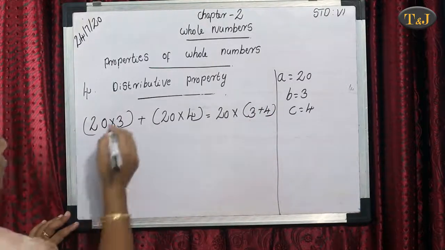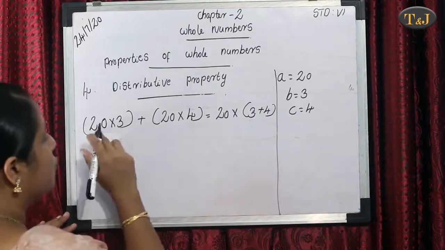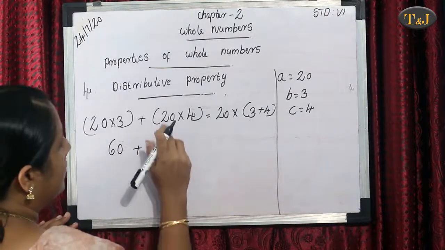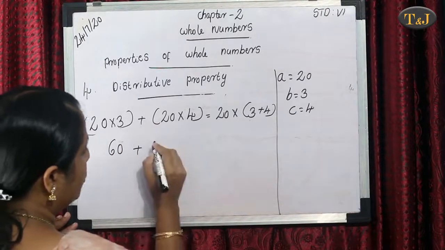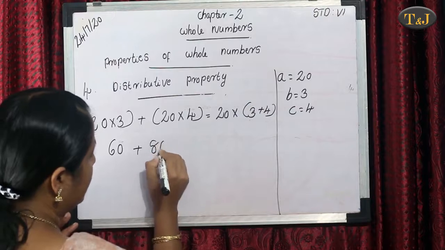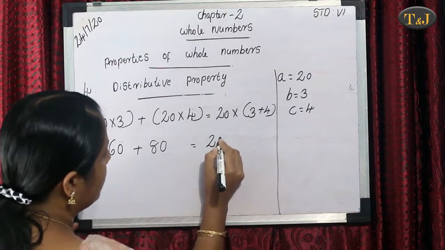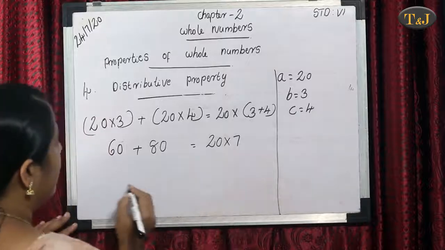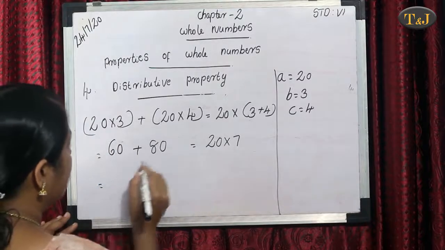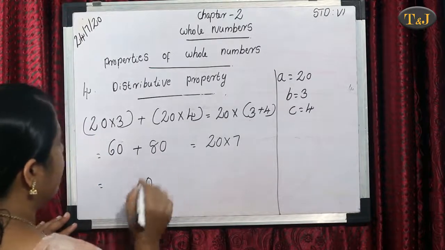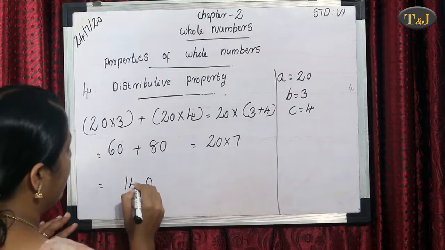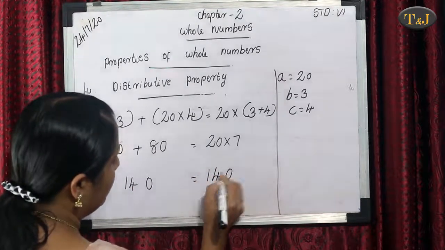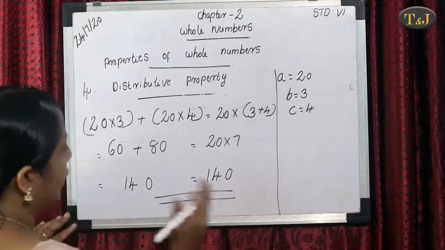Okay. Then 20 multiplied 3. We know that 2 3s are 6, then put 0. Then 2 multiply 4 as 8, then put 0, equals, then 20 taken outside, then 3 plus 4 equals 7. Then we have to add these numbers: 6 plus 8 equals 14, then 140. Here 2 7s are 14, then put 0. Both the answers are same, so LHS equals RHS.